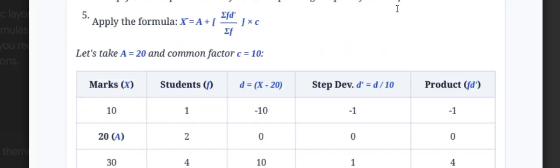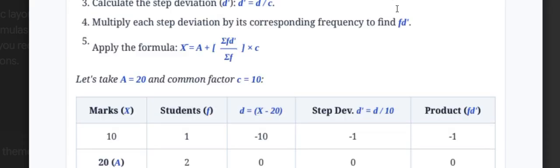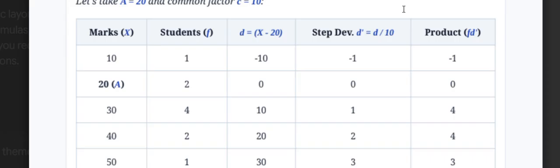Next. After this, multiply the step deviation by the corresponding frequency. So we will be multiplying this minus 1 into 1. Minus 1 into 1 is equal to minus 1. 0 into 2 is equal to 0. Plus 1 into 4 is equal to plus 4. 2 into 2 is equal to 4. 3 into 1 is equal to 3. After that, what you are going to do? Make the total of that. So you will get here sigma fd dash.